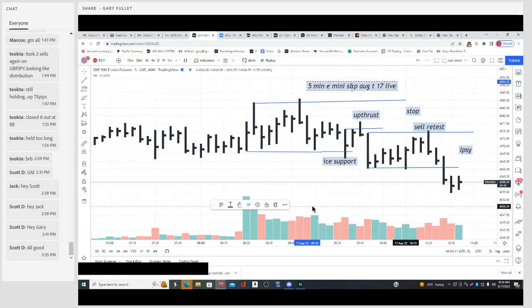Market went down here. So easy move with this down, with some selling tails that go into the market. So looking to sell back in the LPSY area. Let me see what happens.